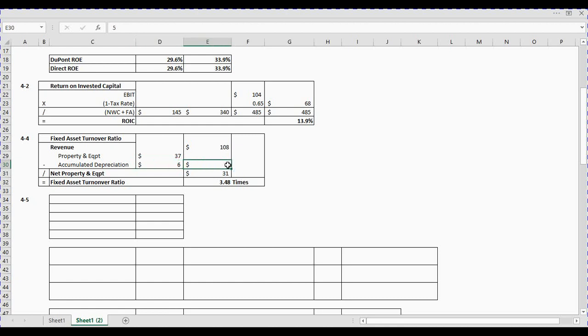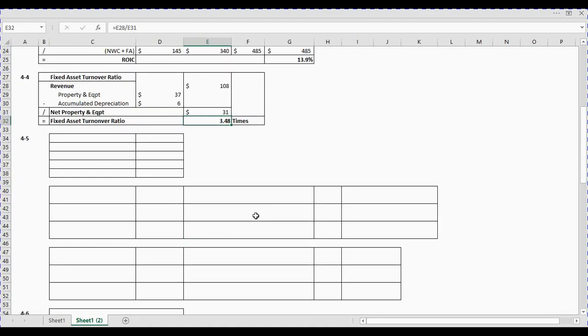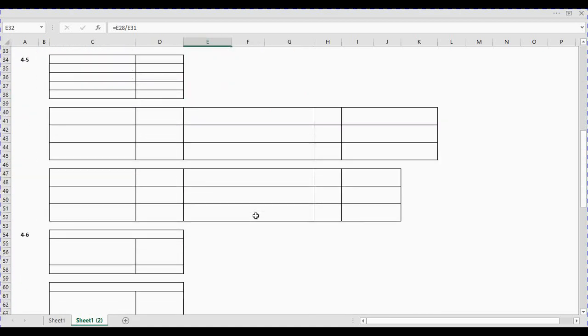What is this number? I'm not sure why that's there. That doesn't need to be there. Okay, so it's simply this: revenue divided by net property and equipment. The net being the gross asset value minus the accumulated depreciation, gives us the net amount. And so the coverage or the turnover ratio is 3.48 times. Higher is better. So let's move on to 4.5.